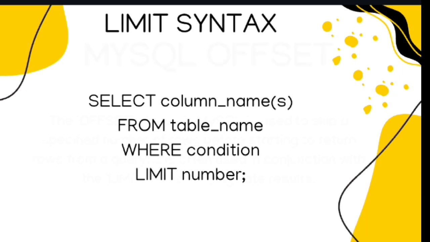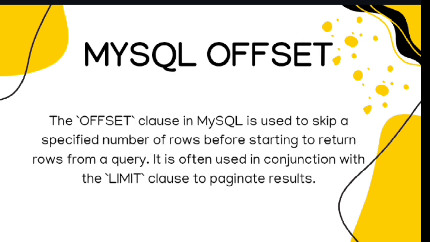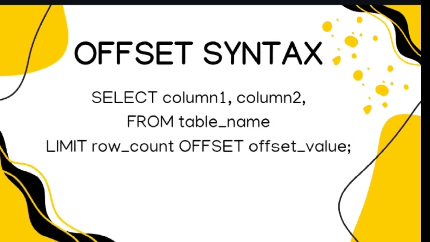Next is the OFFSET clause. The OFFSET clause in MySQL is used to skip a specified number of rows before starting to return rows from a query. It is often used in conjunction with the LIMIT clause to paginate results. OFFSET syntax: SELECT column1, column2, and so on FROM table name LIMIT row count OFFSET value.